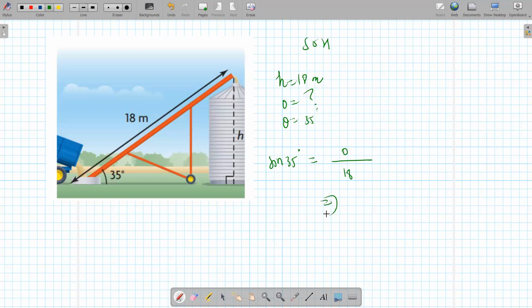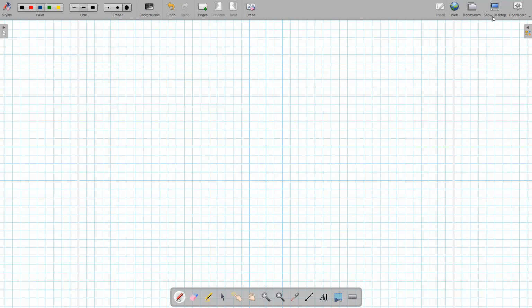You simply multiply both sides by 18. So 18 times sine 35. Therefore, the height of this is 10.32 meters. And you are done, okay? What you can do to quickly double check if you did it right is that there's no way this height is gonna be longer than the hypotenuse. So if you get a 19 or something here, then that means something may have gone wrong.